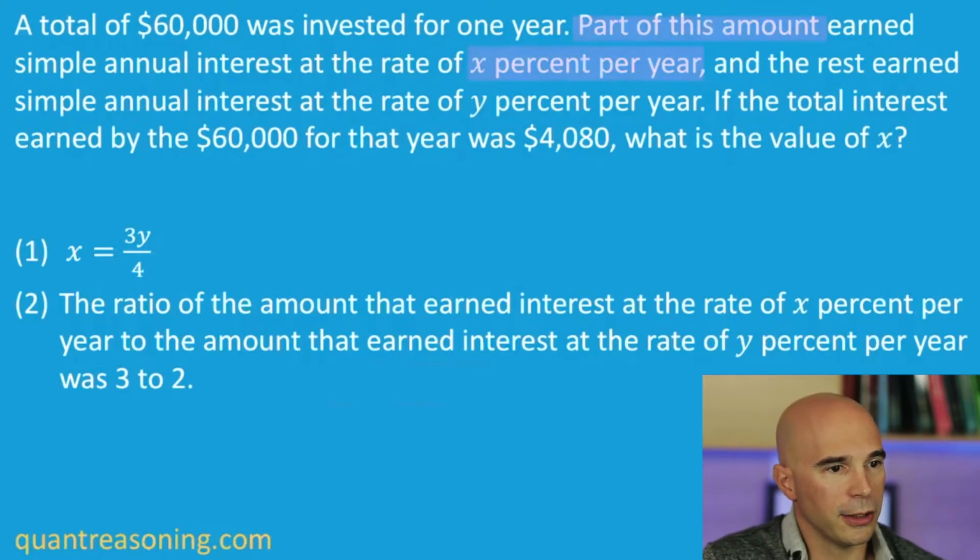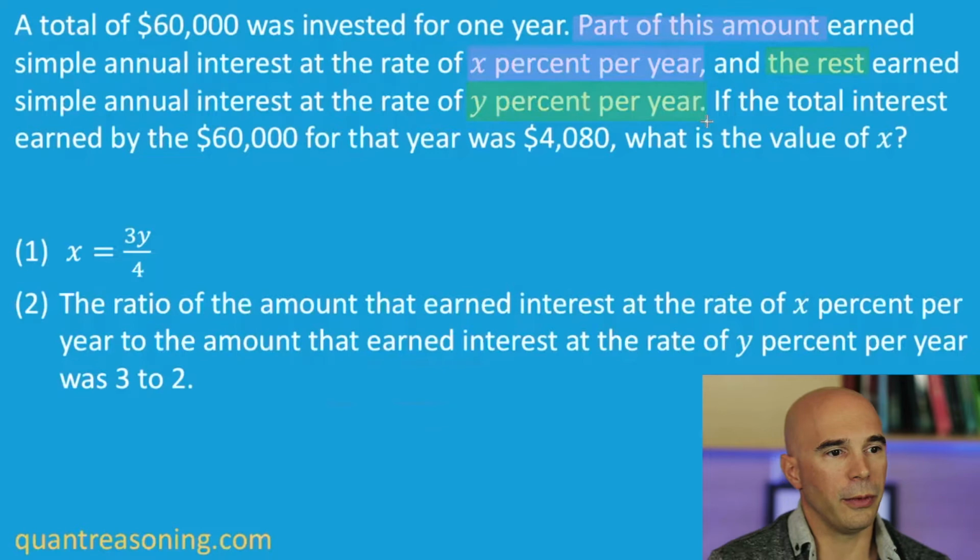And the rest, so again, annoying, right? What's the rest? I don't know. But the rest got a simple annual interest rate of Y% per year. Again, annoying. I don't know what Y is. So there are so many unknowns. There are already 4 things that I don't know. And I guess the only thing we can say is that this part of this amount plus the rest is 60,000. That we can say. So the pink part plus the green part equals 60,000.